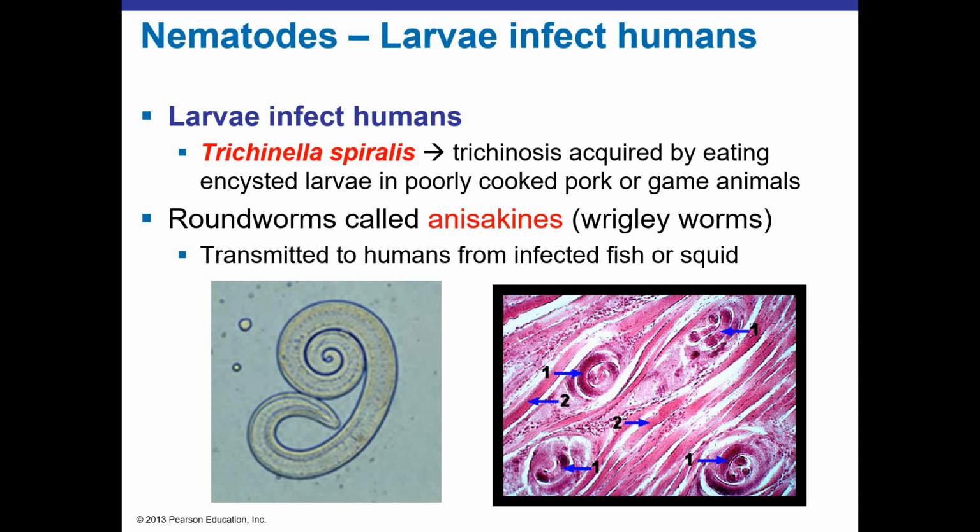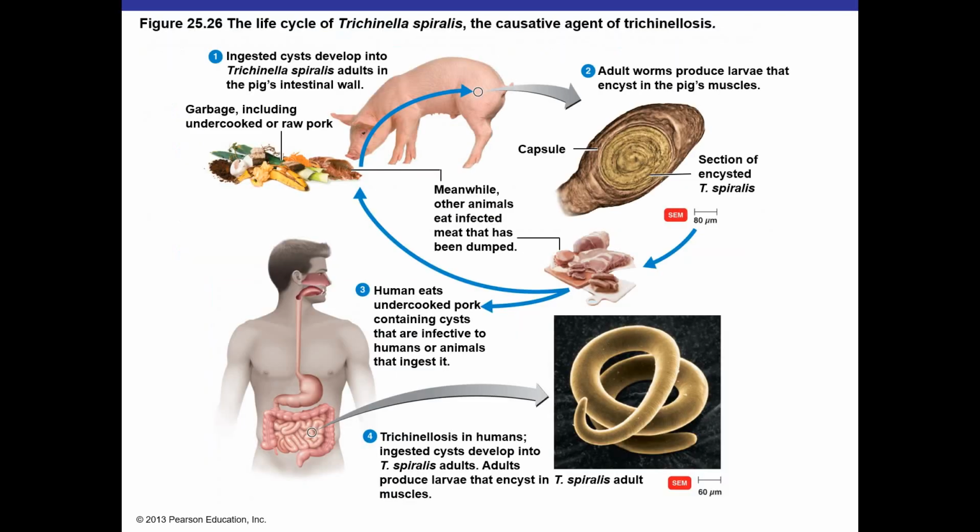You see there the encysted larvae kind of spiraling or curling up, and therefore we can get this as we poorly cook these meats and ingest the larval form of the parasite. We also have roundworms that are referred to as the anisakines. These are wriggly worms that are transmitted to humans from infected fish or squid. Again, since oftentimes those types of foods may be eaten raw, you want to make sure that these do not contain these types of parasites.